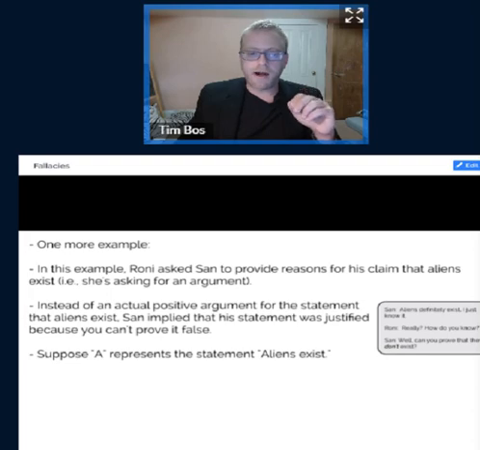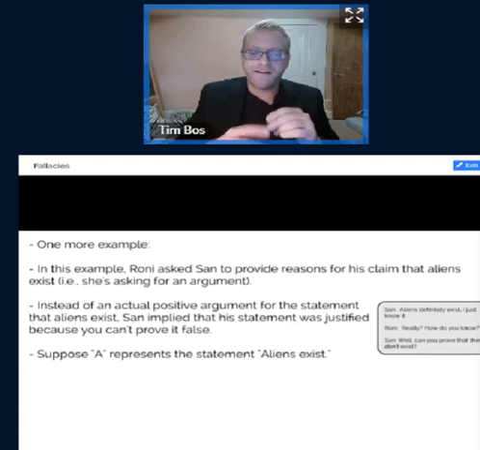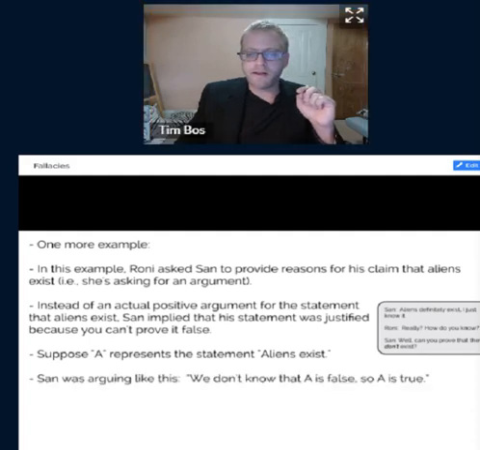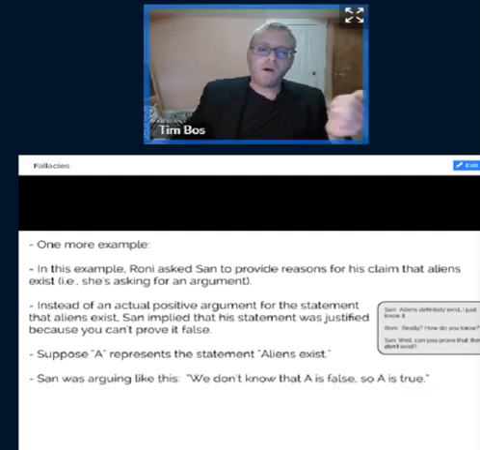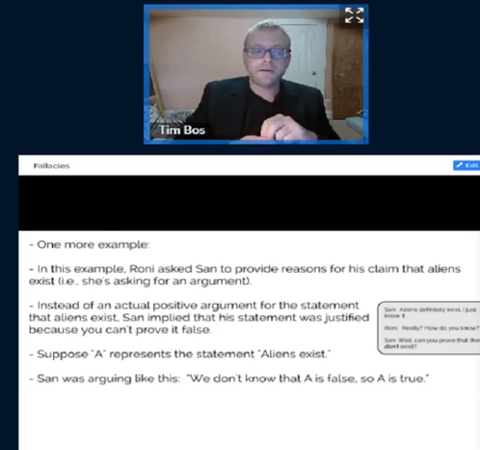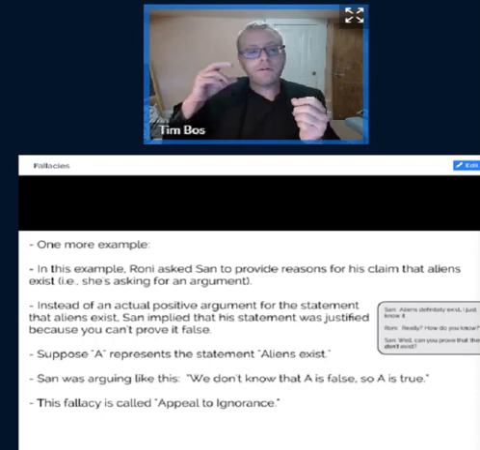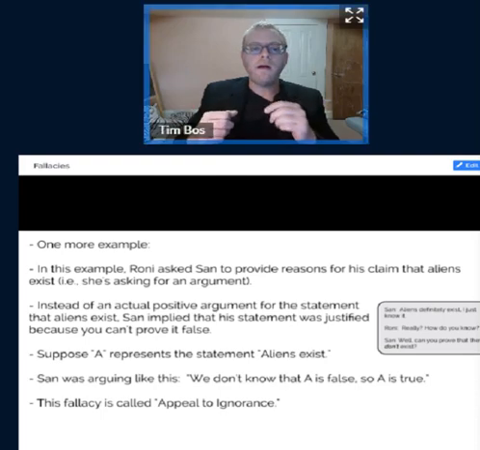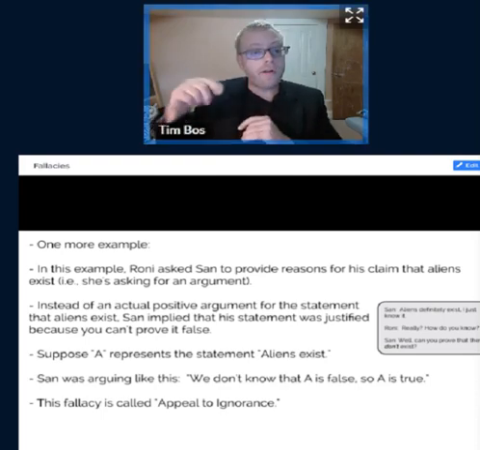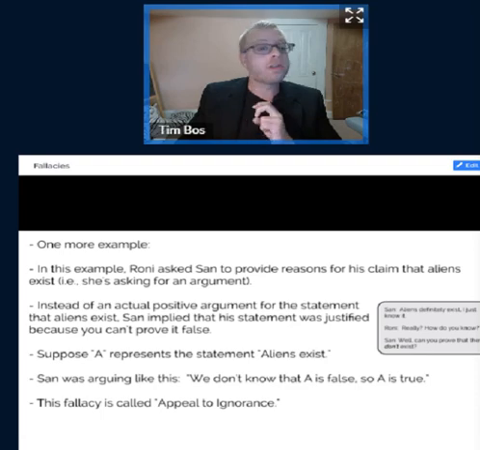So to see what's going wrong here, let's do a little bit of propositional logic. Let's translate that simple statement, aliens exist, and put it as an A. Sam is basically saying, well, we don't know that A is false, therefore A is true. That's called an appeal to ignorance. When you say, we don't know that this is false, therefore I get to just say that it's true. You could do it the other way around as well, right? We don't know that it's true, so I can just say that it's false.